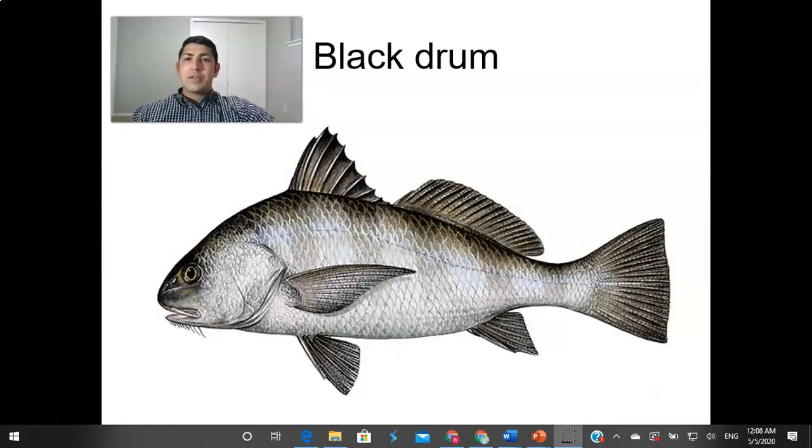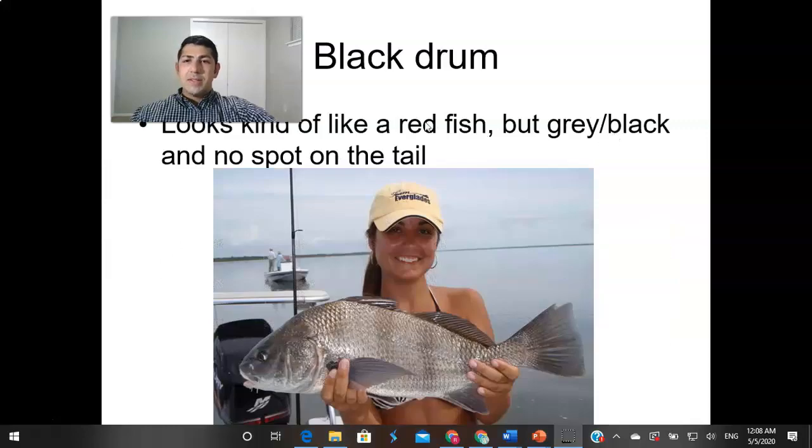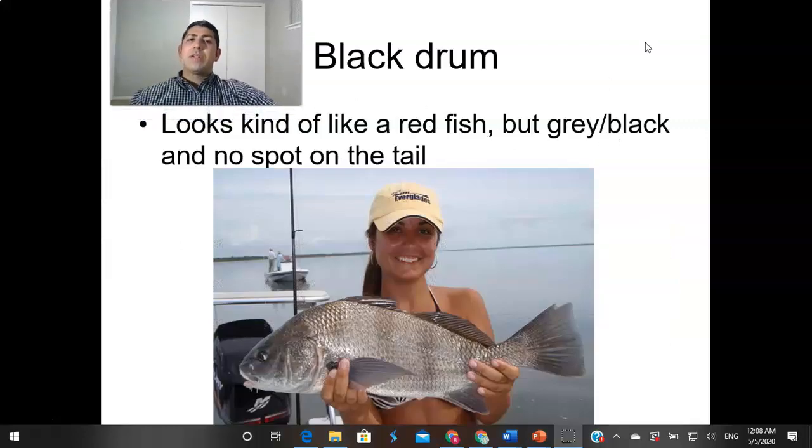Next, we're going to cover the black drum, and this is in the same family as the redfish, except it's gray. It's a gray or black color, so it kind of looks like the redfish, but it's just gray in color and has no spots on the tail.